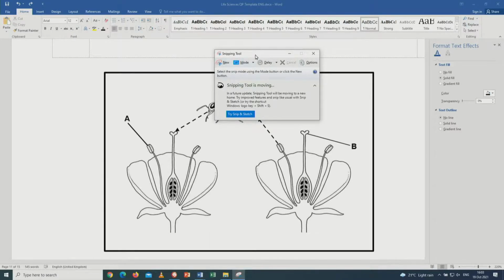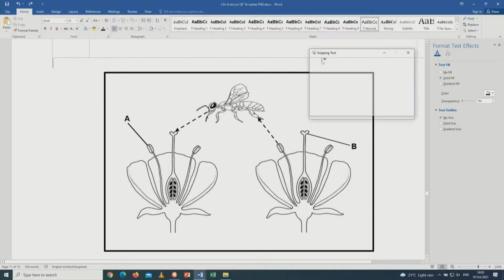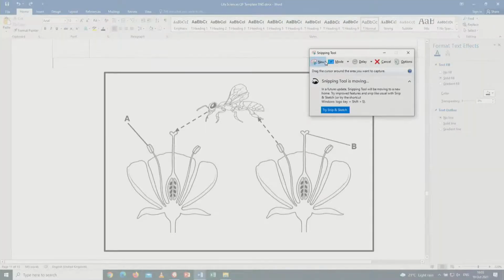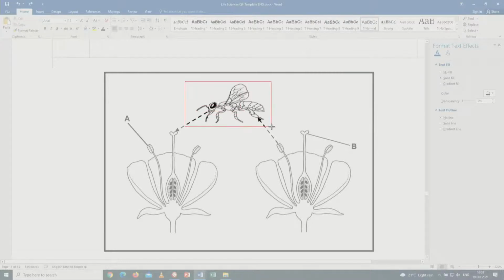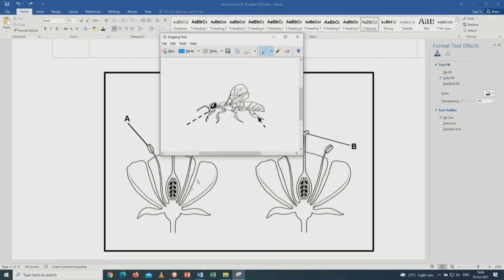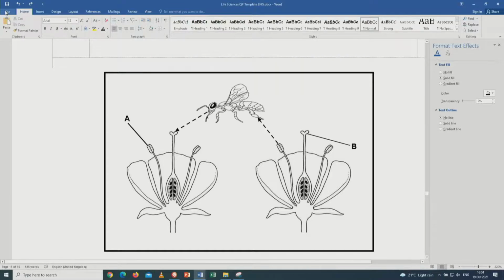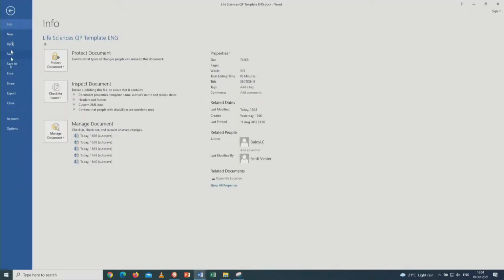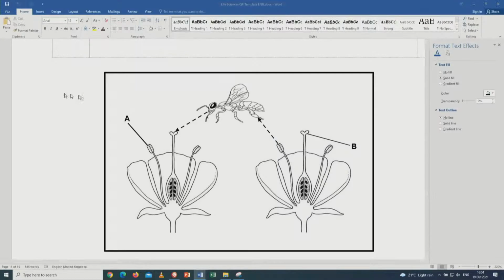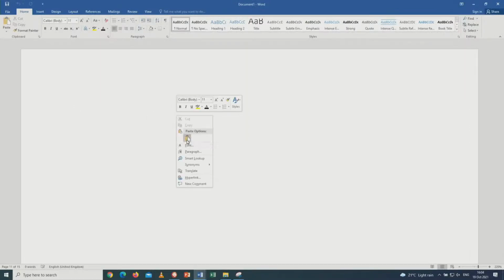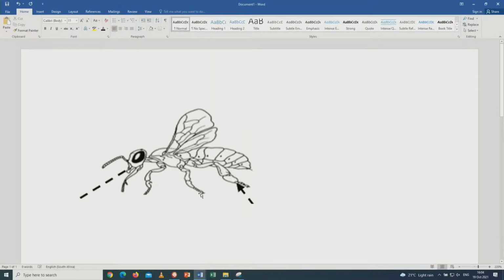And Snipping Tool asks me for a new snip. Then everything becomes faded, but when I choose the B, I only cut out the B from this diagram. And when I put it in any new or other diagram, let's open a new Word document, and I right click and I paste, there's my B. I took it from the previous diagram.